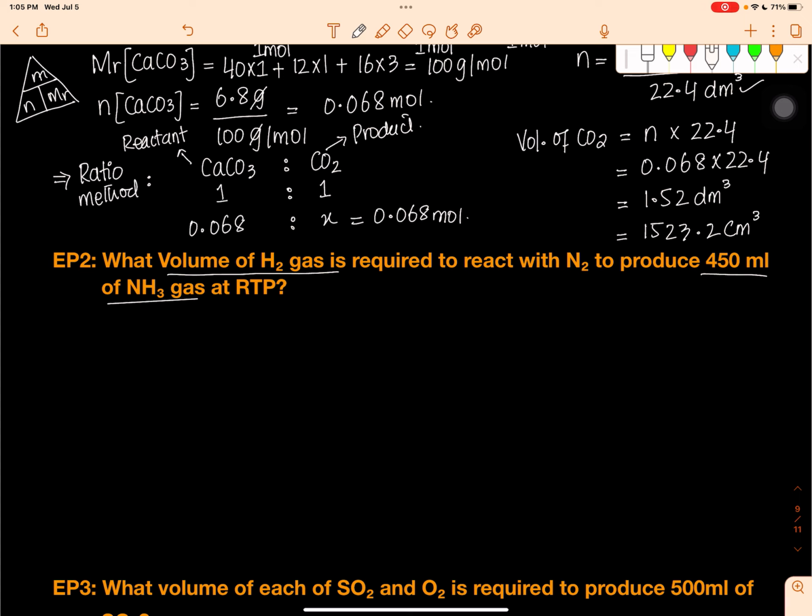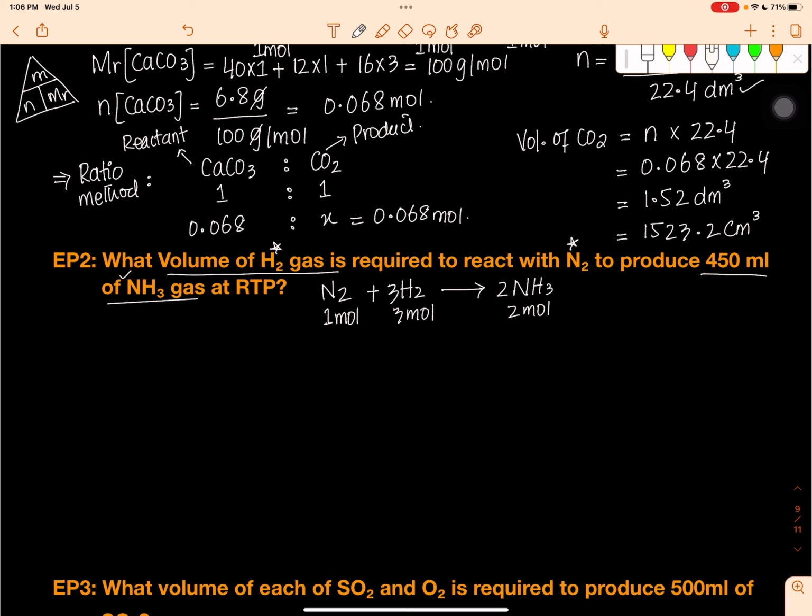They want us to find out what volume of hydrogen gas is required to react with nitrogen. This means that these two things are reacting together and they are producing ammonia. So let's write down the equation. Nitrogen, when it reacts with hydrogen, produces ammonia. And if we balance it, we get 2 moles and 3 moles. This tells us that 1 mole of nitrogen is reacting with 3 moles of hydrogen, and it is producing 2 moles of ammonia.